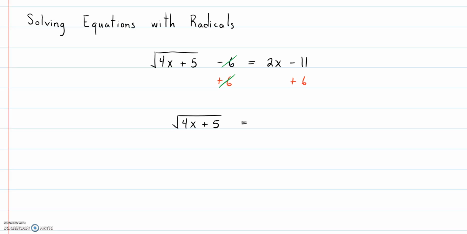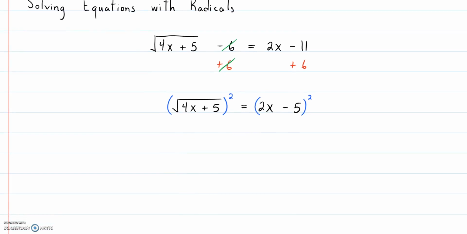On the right side of the equation, I now have, let's see, 2x and then -11 plus 6, that looks like -5. And so now we have the radical by itself. So what I want to do now is get rid of this square root symbol, and the way I'm going to do that is by squaring both sides. I'm going to square this side, and I'm going to square the other side.